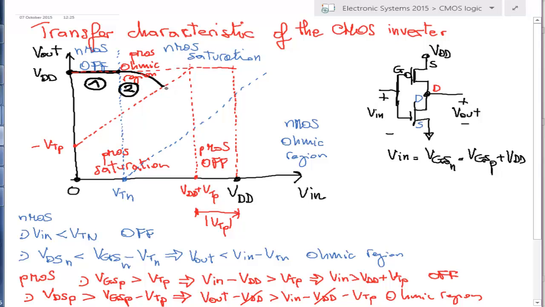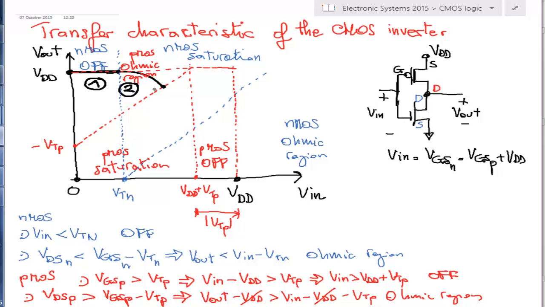And I stop here because, of course, as you can see, something happens here. Anytime we cross one of these dotted lines, there is a change in the bias condition of one of the transistors. So we have to stop and look at what is happening. Okay?